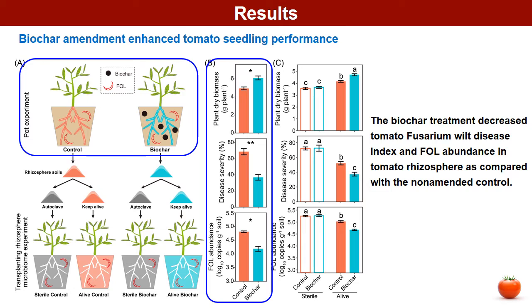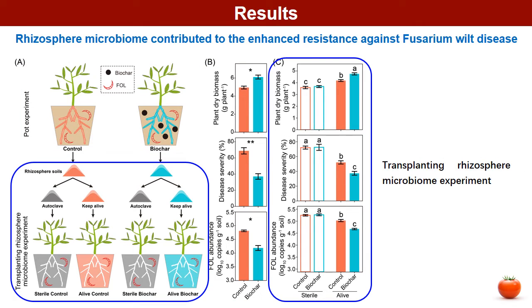Results. In the pot experiment, the biochar treatment promoted tomato growth, decreased tomato Fusarium wilt disease index and FOL abundance in tomato rhizosphere as compared with the non-amended control. The transplanting rhizosphere microbiome experiment found that, as compared with the treatment inoculated with non-sterile rhizosphere soils of tomato seedlings grown in soils non-amended with biochar, the treatment inoculated with non-sterile rhizosphere soils of tomato seedlings grown in soils amended with biochar decreased Fusarium wilt disease index and rhizosphere FOL abundance.